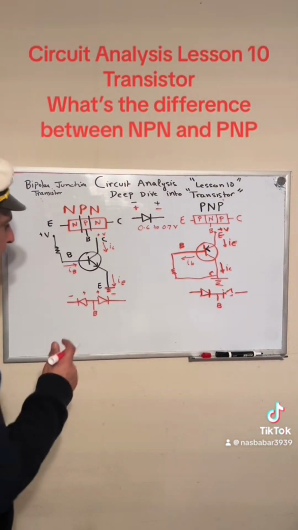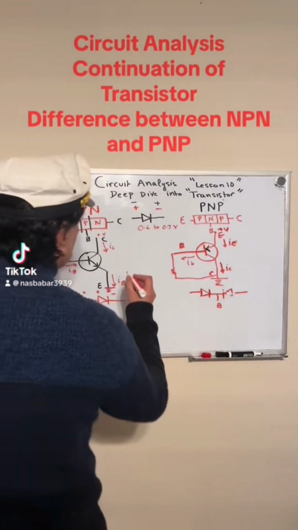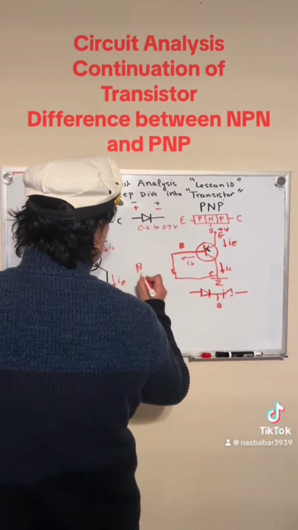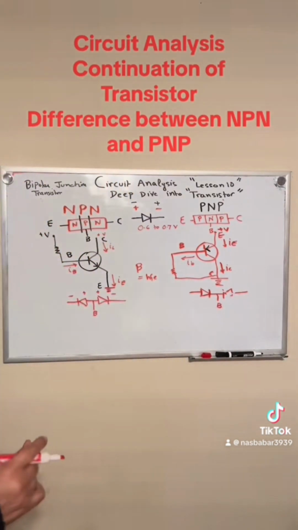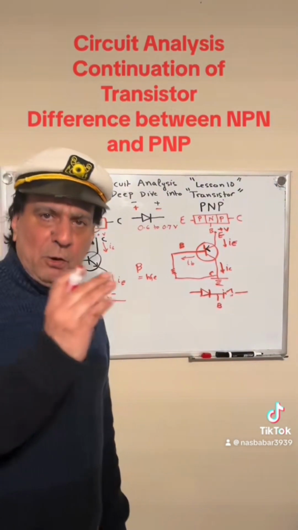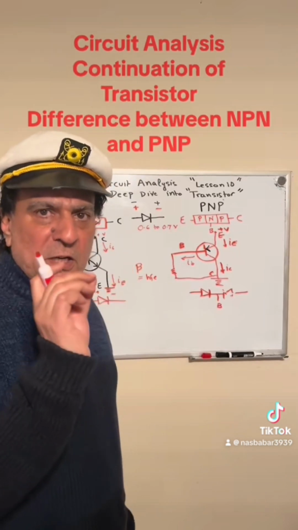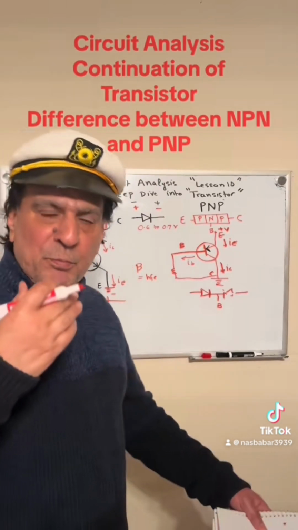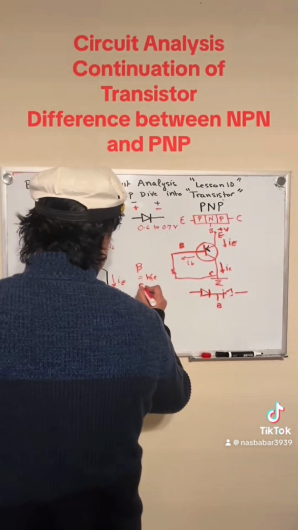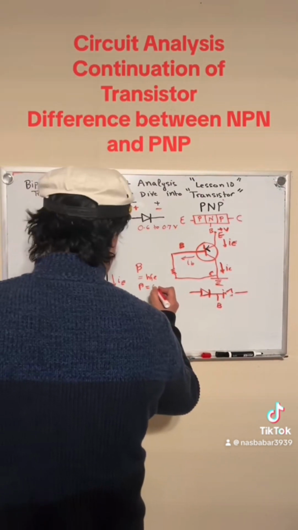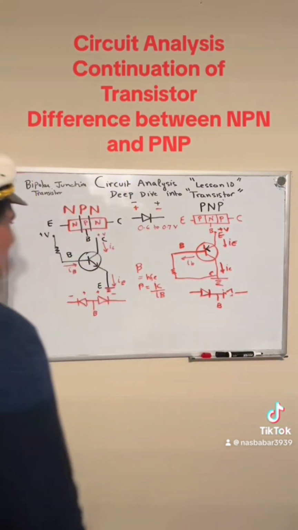Now one thing quickly I'm going to mention, there is something called beta, okay, which is the HFE value. What is the HFE value? It's the current gain. When you go out in the market and buy a transistor, if you are looking for a high gain, okay, you're going to look for an HFE value and buy according to your circuit. But basically it's nothing but the ratio of IC over IB. All right, that's what it is.